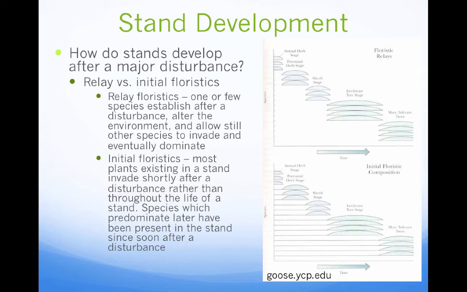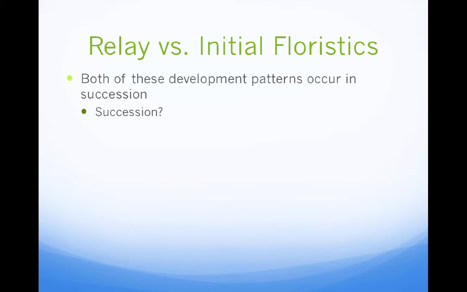While how stands develop after a major disturbance can sometimes be classified based on these two categories, relay versus initial, oftentimes it's a combination, so it's not as simple as putting them into categories. Often it's multiple mechanisms happening within a stand. But these are good terms to know and good terms to think about. Both of these development patterns occur in succession. Like I was saying, often it's not one or the other happening, but some level of each.